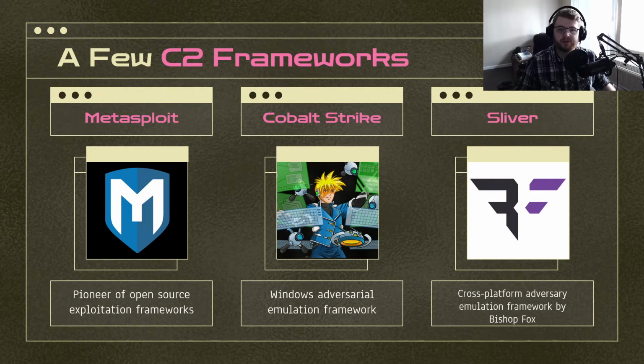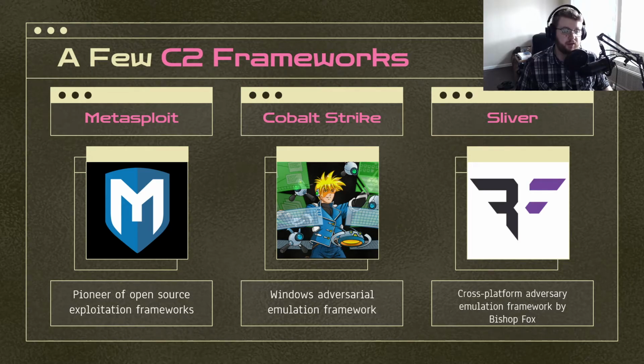Cobalt Strike though is not free. It's a paid C2. It's mainly used by professionals in the field, people such as TrustedSec or other types of pen testing companies, maybe like Bishop Fox, will make use of Cobalt Strike to generate payloads that are more advanced and really are set above the rest. Unfortunately, though, this really only works for Windows. I think they're coming out with a version later on that works for Linux, but that's in the works for now.